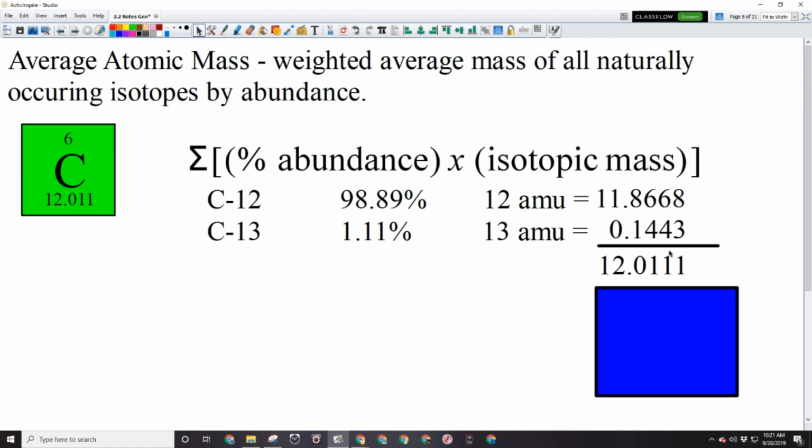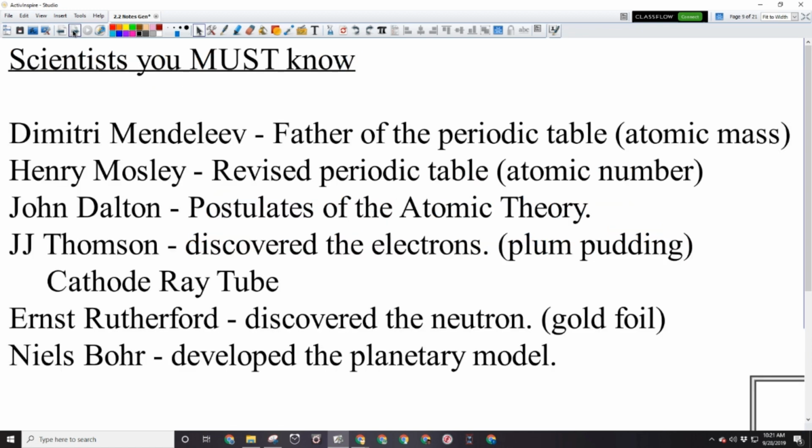We're going to get 12.0111. All right, so if we compare that now to the average atomic mass on the periodic table, we'll see that these numbers are the same now. So this number is not the atomic mass. It's not the mass. It is the average atomic mass of all of the isotopes of carbon that exist, that we know about. Okay, so that's why that number is a decimal. We're going to be doing some more practice on this.